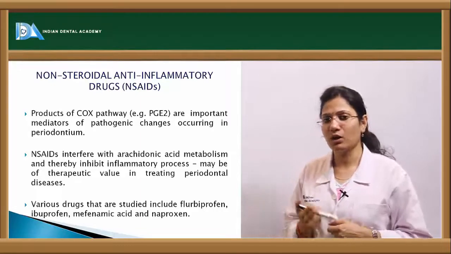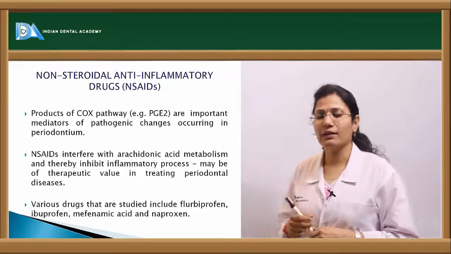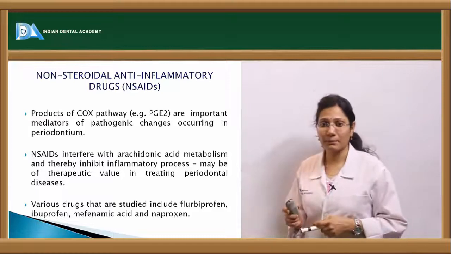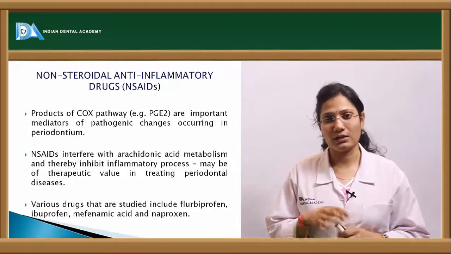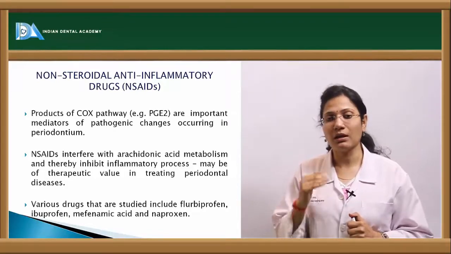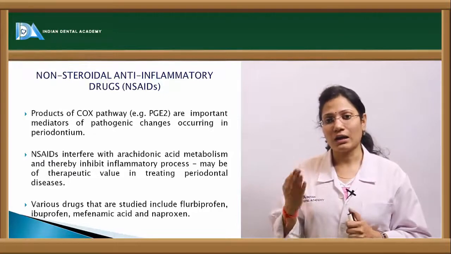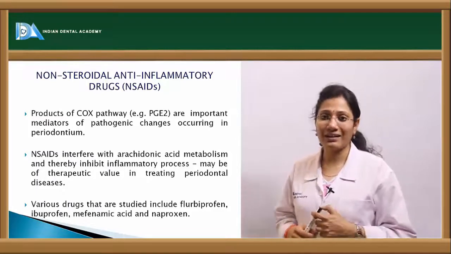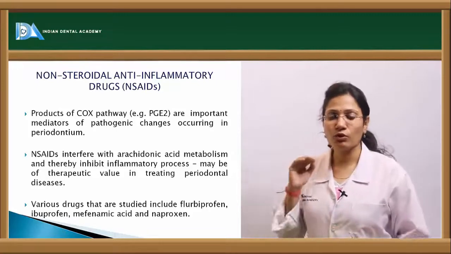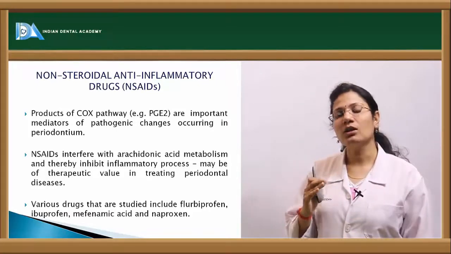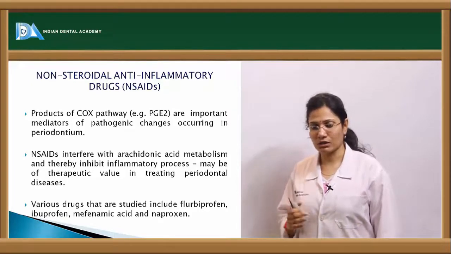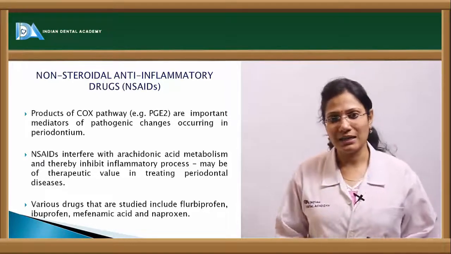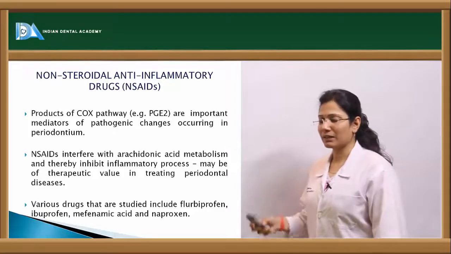Through the cyclooxygenase pathway, what you get are prostanoids, that is prostaglandins, and through the lipooxygenase pathway, you get leukotrienes. Now NSAIDs have the capacity to block the synthesis of prostaglandins, meaning they block the cyclooxygenase enzyme, thereby preventing the conversion of arachidonic acid to prostaglandins, because prostaglandins are one of the important inflammatory mediators, and they mediate the bone resorption process. So if you can block the cyclooxygenase and prevent the synthesis of prostaglandins, then bone resorption can be brought under control. The most important drugs studied under NSAIDs include flurbiprofen, ibuprofen, mefenamic acid, and naproxen.